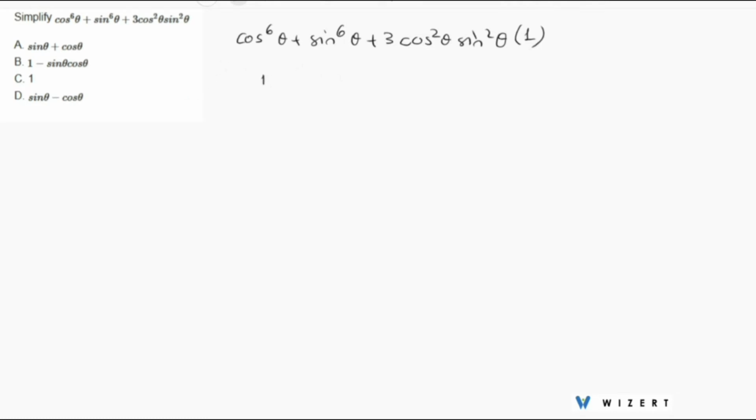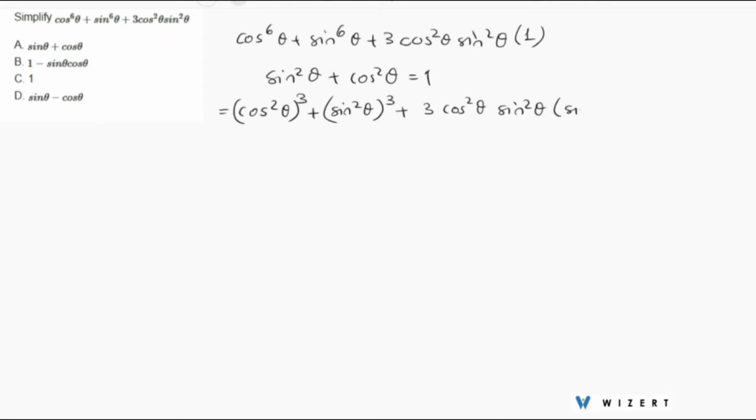Now we know 1 can be written as, let's see, sine square theta plus cos square theta is equal to 1. So we can replace this 1 with this. So we have cos square theta whole cube using exponent law plus sine square theta whole cube plus 3 cos square theta sine square theta multiplied by sine square theta plus cos square theta. This using a to the power m whole to the power n equal to a to the power m multiplied by n.